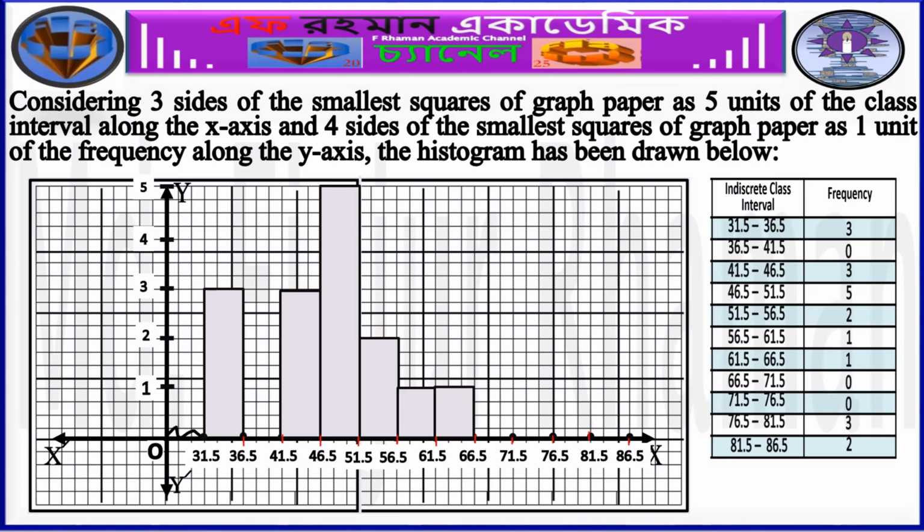Since the frequency in the class interval 76.5 to 81.5 is 3, the length of 12 smallest squares will be the height of the rectangle in the class interval 76.5 to 81.5. The frequency in the class interval 81.5 to 86.5 is 2, so the length of 8 smallest squares will be the height of this rectangle. Dear learners, we should always draw the rectangles and coordinate axes with a sharp pencil.